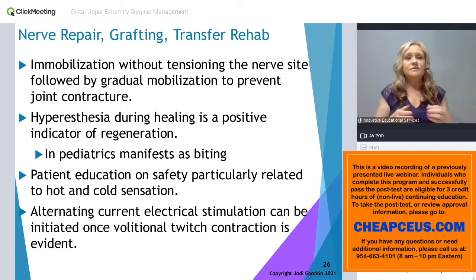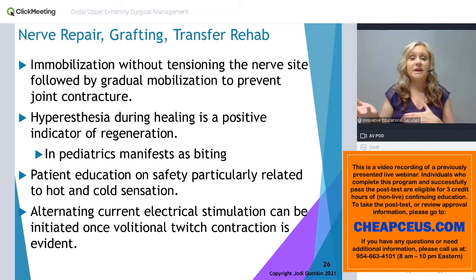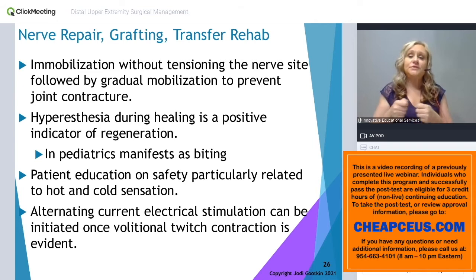Transfers and grafts, you might see in the protocols that it's less time that the patient's immobilized for, maybe even only 10 days. That's because when they do a transfer or a graft, they've accounted for the length. They've made sure that there's not too much tension on that nerve, and then that will allow for earlier mobility to occur.